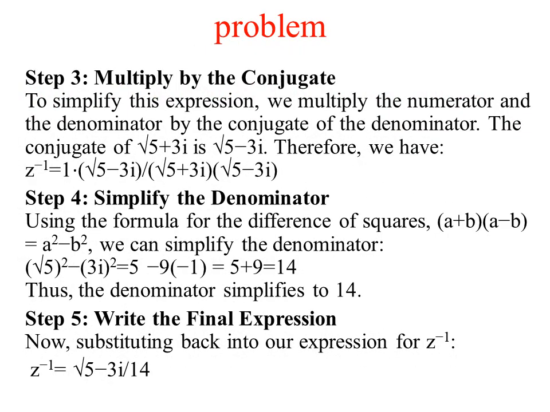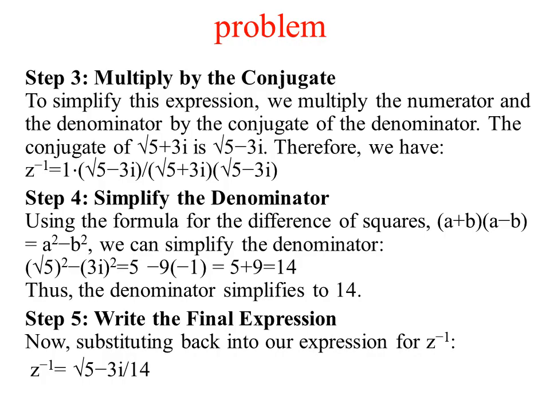In step 3, we multiply by the conjugate. To simplify this expression, we multiply the numerator and the denominator by the conjugate of the denominator. The conjugate of root 5 plus 3i is root 5 minus 3i. Therefore, we have z inverse is equal to 1 into root 5 minus 3i by root 5 plus 3i into root 5 minus 3i.